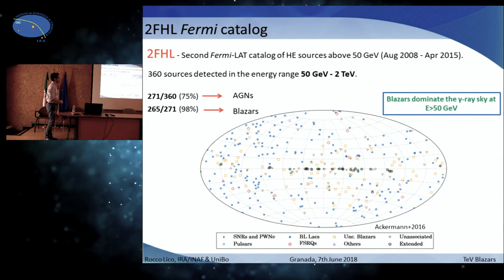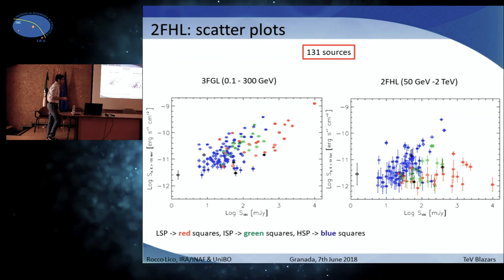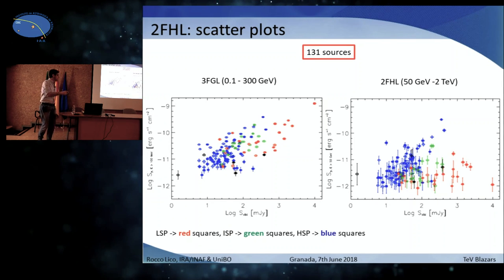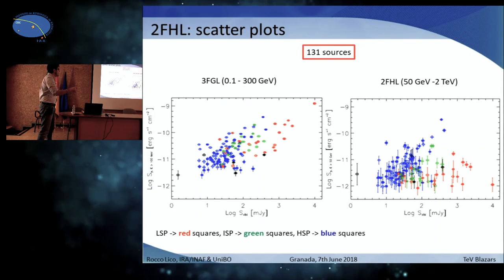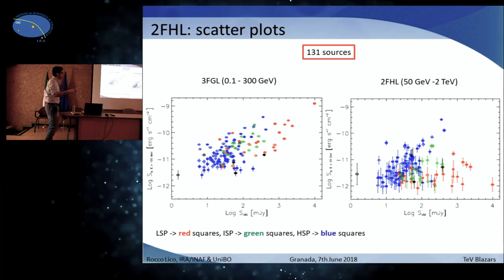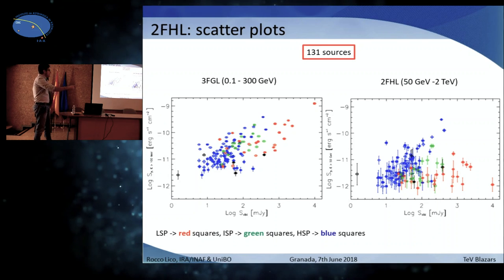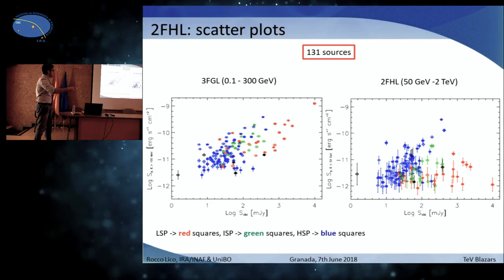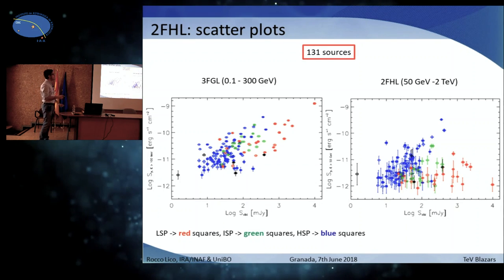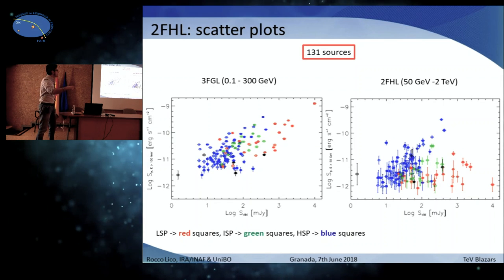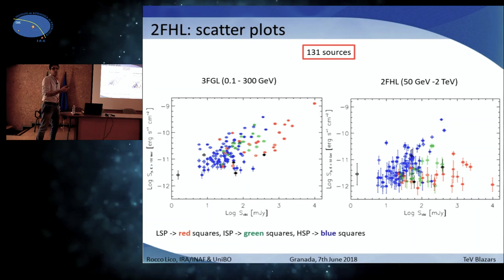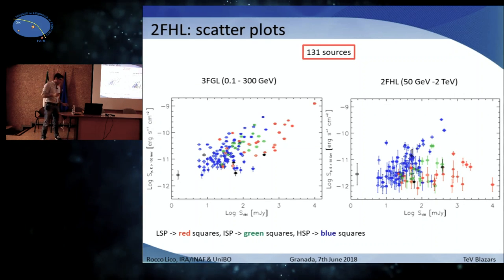Okay, we are ready with this new catalog. Here we select a sample and end up with 131 sources. This is the scatter plot of the 4FGL energy range, from 100 MeV up to 300 GeV, and this is the energy range above 50 GeV. Again, we have low synchrotron peaked blazars, in blue squares high synchrotron peaked blazars, and in green intermediate ones. As you can see, there seems to be a nice correlation here, and this correlation seems to disappear when we go above 50 GeV. This is what we see in the scatter plots.